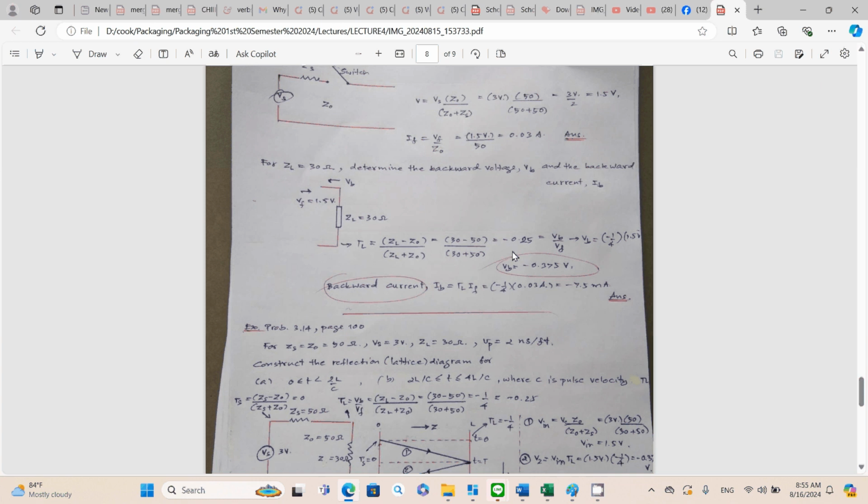As you can see from this equation, the reflection coefficient ΓL at the load end, in case ZL equals Z0, turns out to be 0, so you have no reflection, or your backward voltage is going to be 0, right?